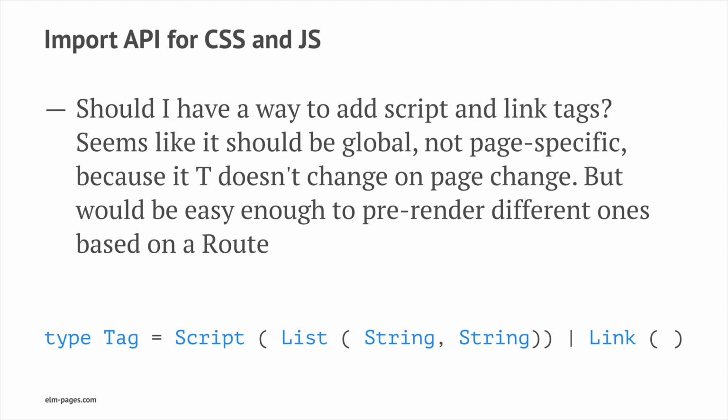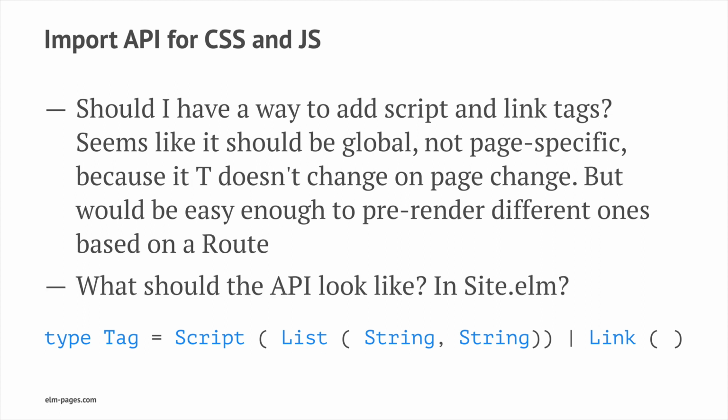But should there be some API where elm-pages allows you to define some assets to load? Sometimes people will include Google Analytics or Intercom or these different script tags that they need to include. Should there be some path for that? That's something I'm curious for feedback on. And what would the API look like? Where would it live in site.elm?